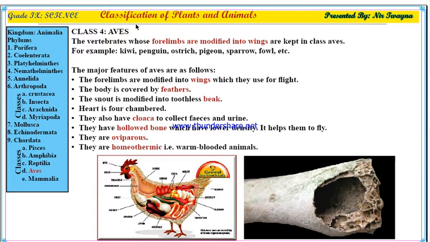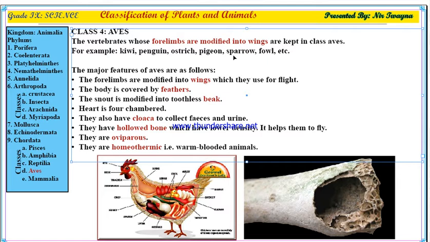Now Aves are that group of vertebrates whose four limbs are modified into wings. Because of their wings, they can fly. This is very obvious. Some examples are kiwi, penguin, ostrich, pigeon, sparrow, fowl, etc. But kiwi, penguin and ostrich cannot fly. Their hind limbs are very long, but their forelimbs are very short, so their wings are very short, and that much of wing cannot support their body in air. Whereas in other birds which can fly, their wings are very long. Longer the wings, more upthrust will be there.